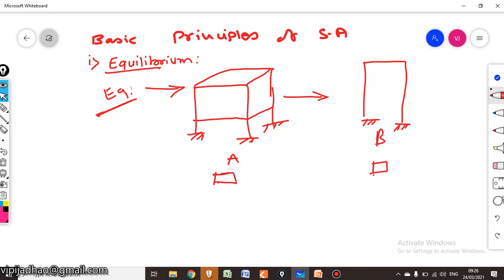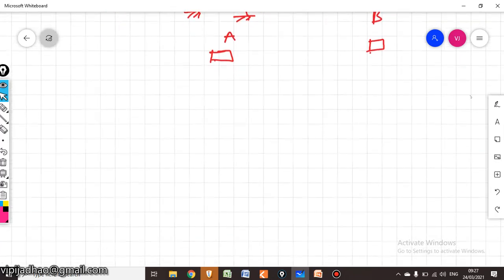Therefore, this particular principle of structural analysis is equilibrium, that is, the loads which are acting on your structure and the internal forces which are developed in your structure must be in equilibrium.